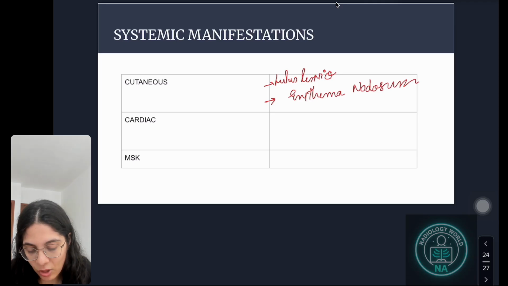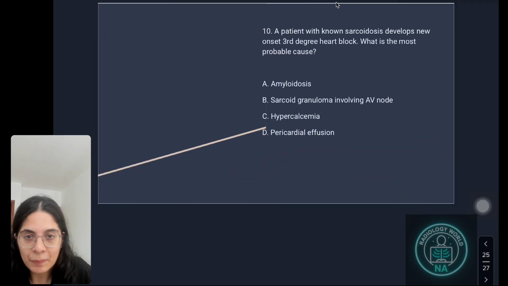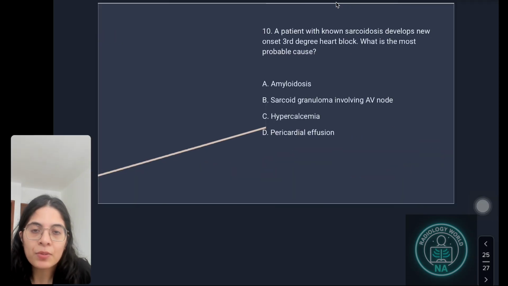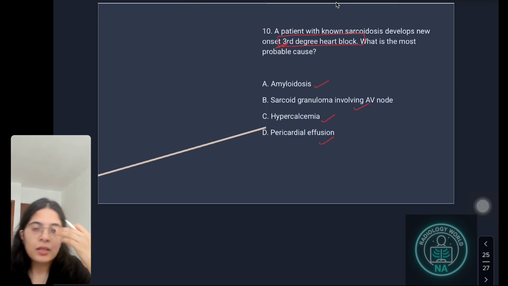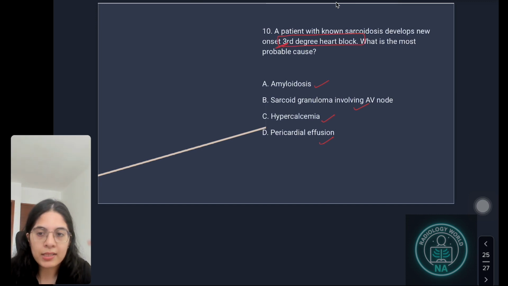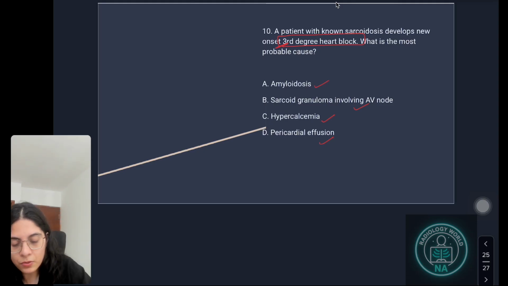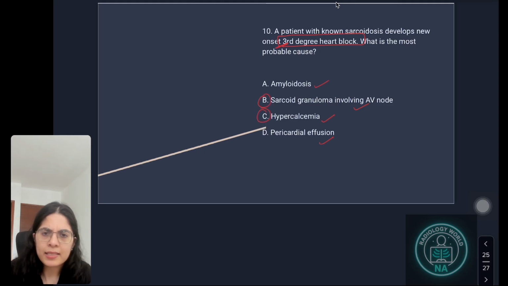Okay, so let's talk about what is the last question. A patient with known sarcoidosis develops new onset 3rd degree heart block. What is the most probable cause? Okay, so whether it is amyloidosis, whether it is sarcoid granuloma involving the AV node, whether hypercalcemia, or whether it is pericardial effusion. Okay, so the patient has got a 3rd degree heart block. If the patient has got a heart block in sarcoidosis, so many students will get confused whether it is B or C. So whether increase in the calcium level has something to do with the heart block or something like that.